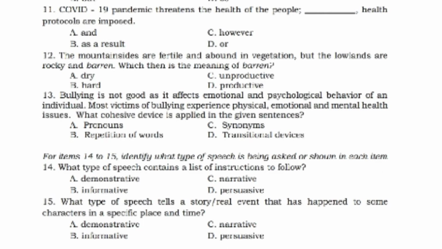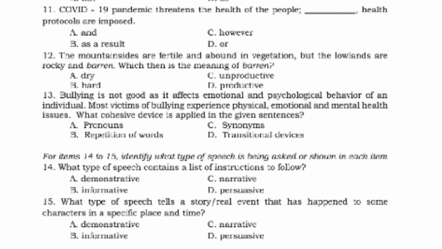Number 11. COVID-19 pandemic threatens the health of the people. Blank, health protocols are imposed. A. And. B. As a result. C. However. D. Or. Number 12. The mountainsides are fertile and abound in vegetation, but the lowlands are rocky and barren. Which then is the meaning of barren? A. Dry. B. Hard. C. Unproductive. D. Productive. 15. Bullying is not good as it affects emotional and psychological behavior of an individual. Most victims of bullying experience physical, emotional, and mental health issues. What cohesive device is applied in the given sentences? A. Pronouns. B. Repetition of words. C. Synonyms. D. Transitional devices.